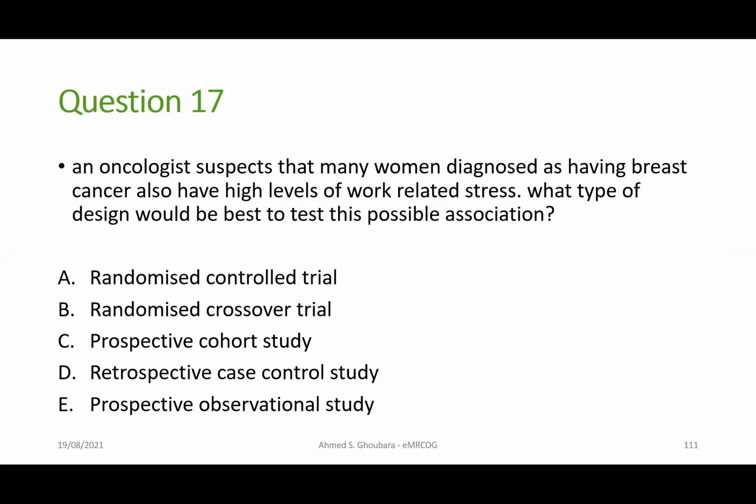Okay, I'm an oncologist. Need your answers, please. So, an oncologist suspects that many women diagnosed as having breast cancer also, at the same time, have high levels of work-related stress. What type of design would be the best to test this possible association? Randomized controlled trials, randomized crossover trials, prospective cohort study, retrospective case control study, prospective observational study.